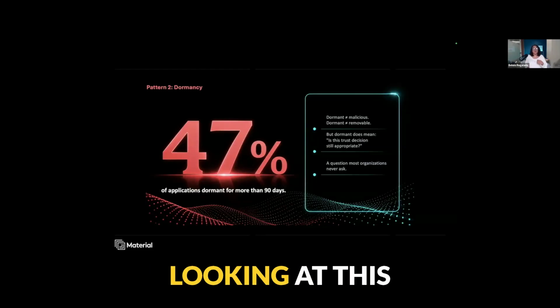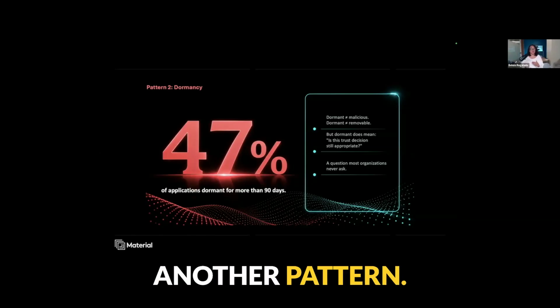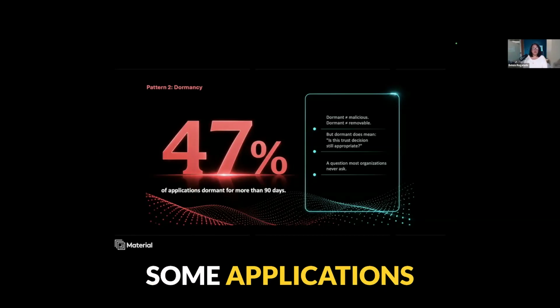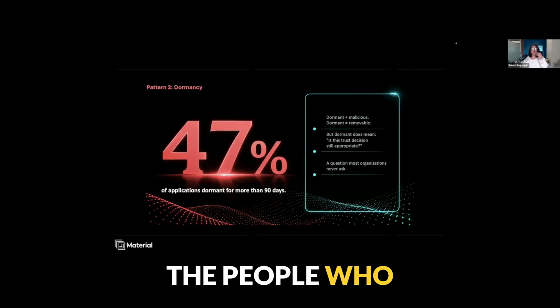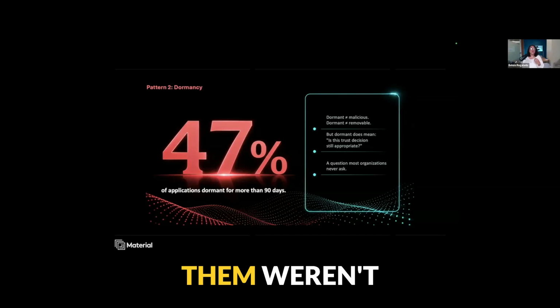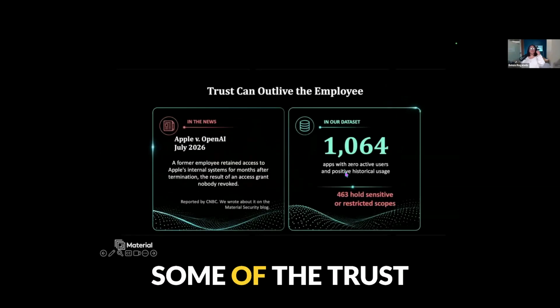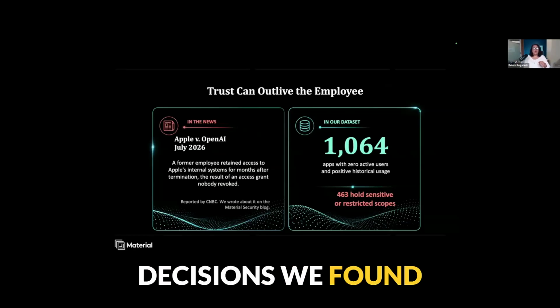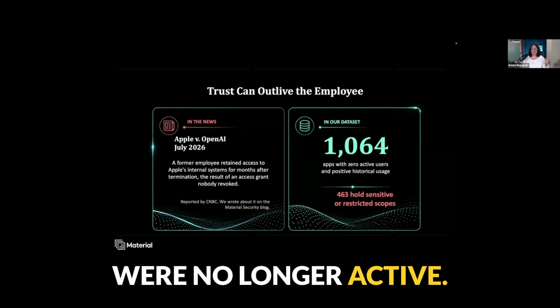And while we were looking at this dormant application, we noticed another pattern. Some applications weren't just inactive. The people who originally authorized them weren't there anymore. Some of the trust decisions we found were tied to users who were no longer active.